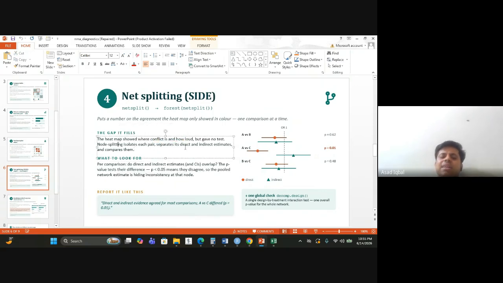So that's the concept of net splitting. I mean, split the network into its direct evidence and its indirect evidence and see if they relate or not. If they relate closely, that's okay. You can trust this relation. If they disagree, there is some inconsistency. So you can write in your report and result section like this: direct and indirect evidence agreed for most comparisons. A versus C differed, and the p-value is significant.